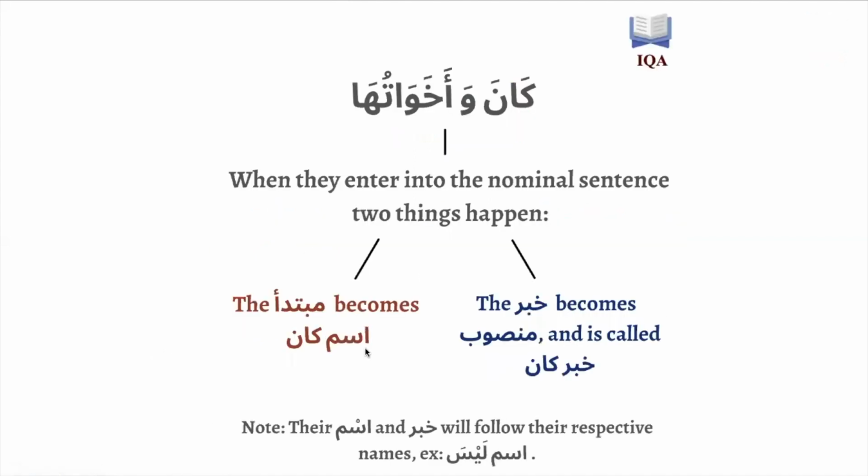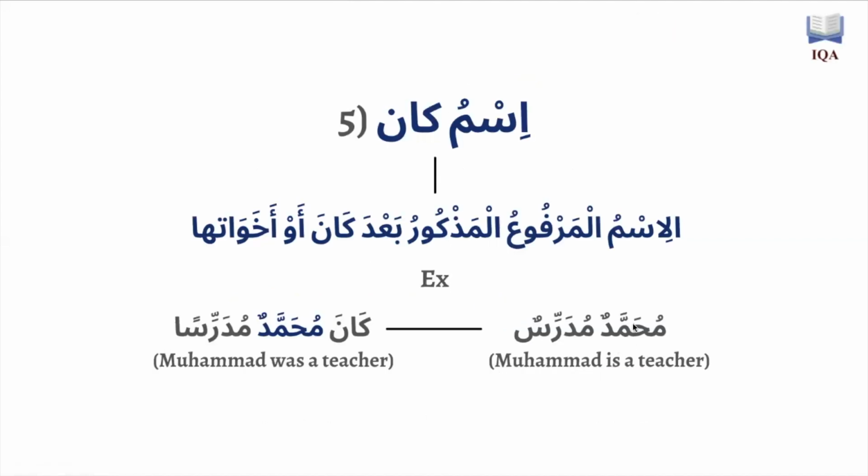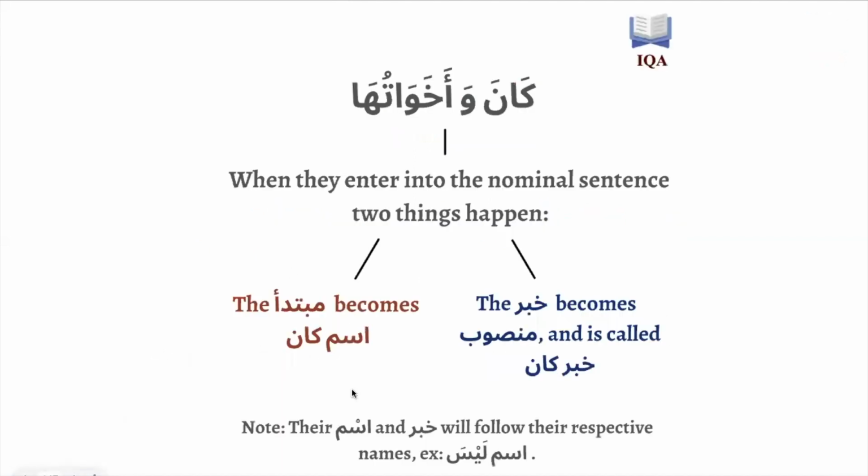Kana wa akhawatuha. When they enter into a nominal sentence, two things will happen. The mubtada becomes ismu kana. So here, for example, Muhammad is not Muhammad anymore in the sentence. It's not the mubtada anymore, but rather it's ismu kana. And then the khabar becomes mansub, and it's called khabaru kana, as we covered with mudarrisan. So that is the action that kana and its sisters do when they enter into a sentence.